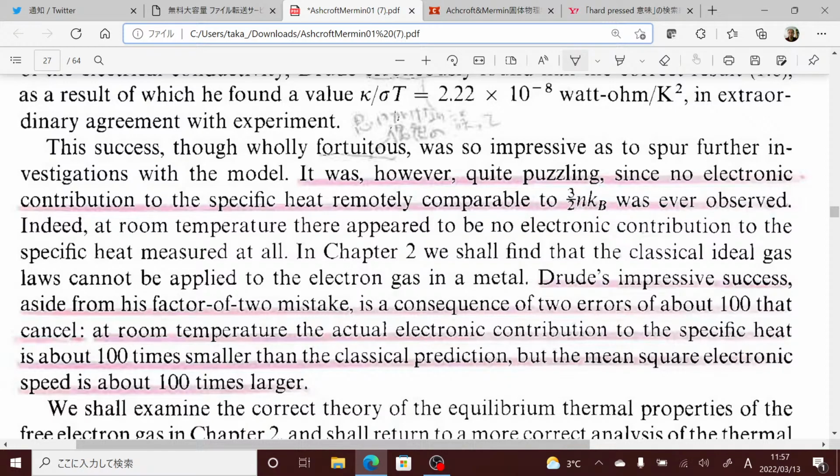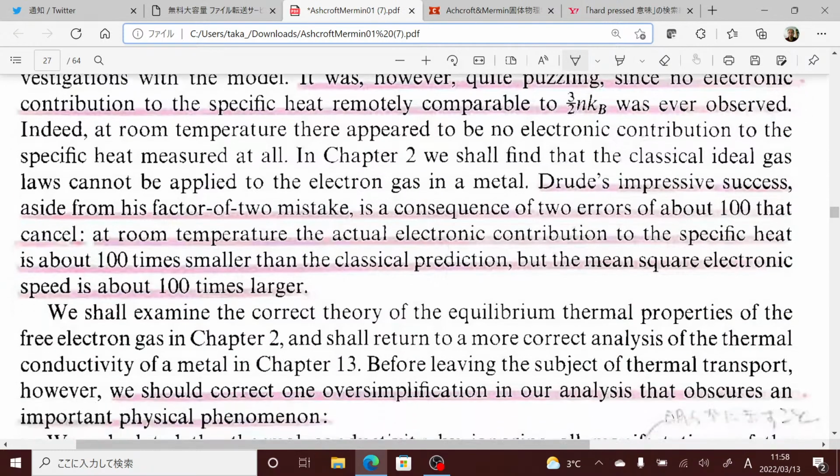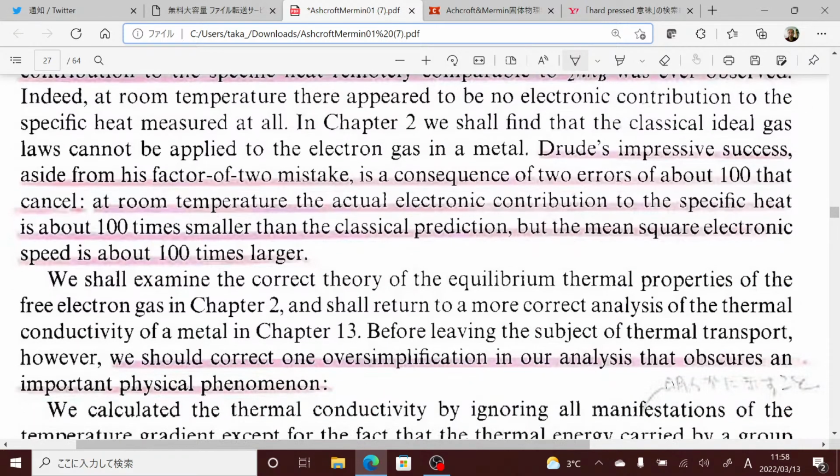In chapter 2, we shall find that the classical ideal gas law cannot be applied to the electron gas in a metal.